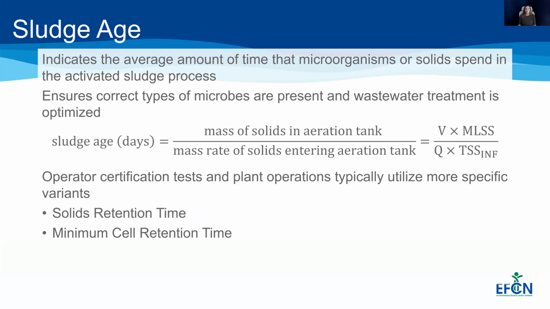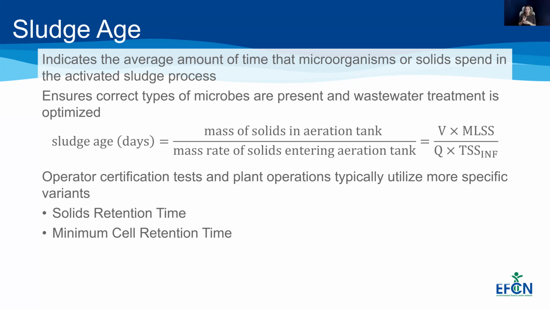So the next thing to make sure our activated sludge process is running correctly would be calculating our sludge age. The sludge age indicates the average amount of time that microorganisms or solids have spent in the activated sludge process. This ensures that the correct types of microbes are present and that our wastewater treatment is optimized. This is typically measured by the mass of solids in the aeration tank divided by the solids entering the aeration tank.